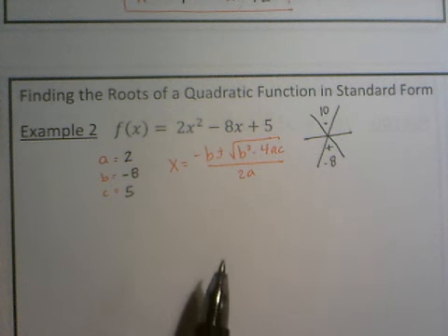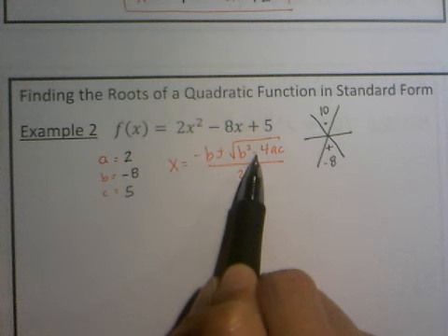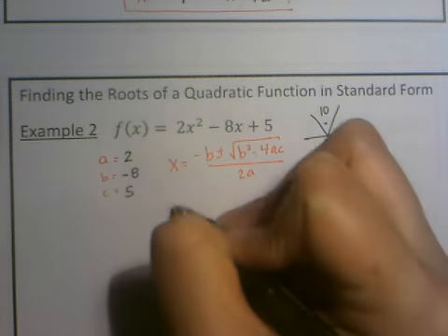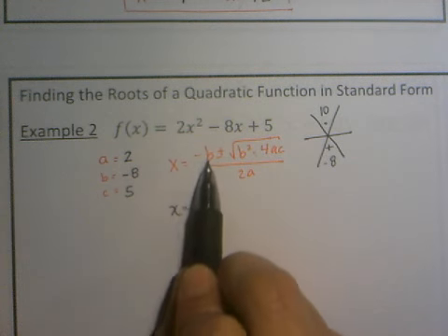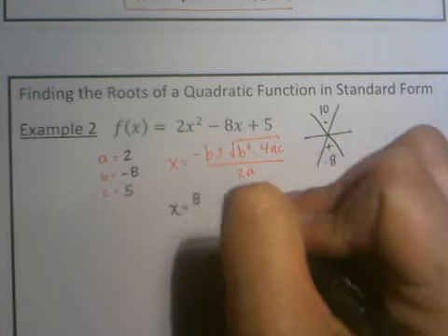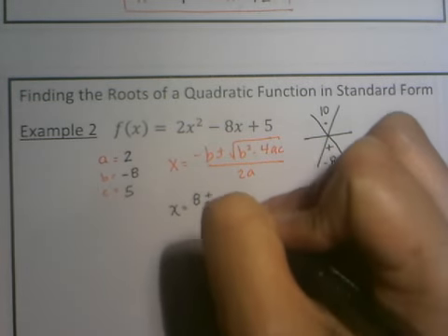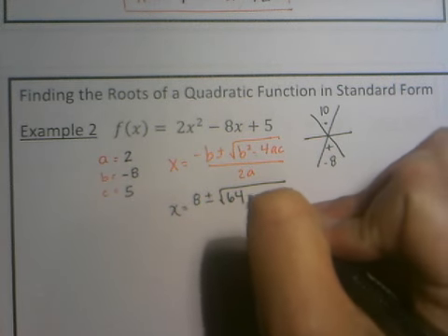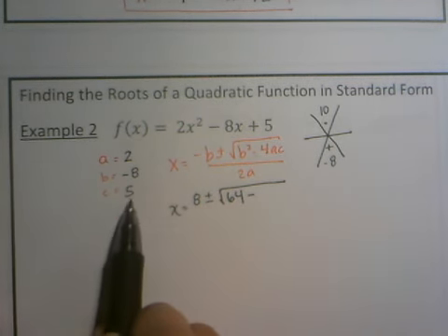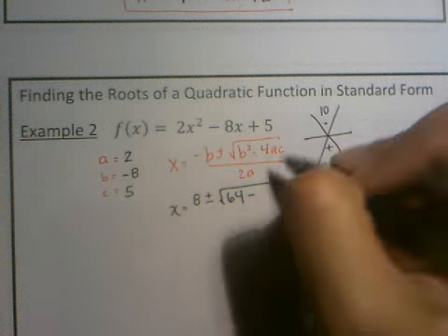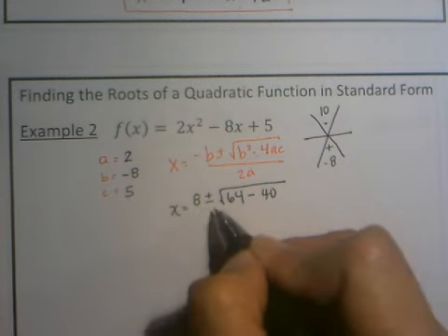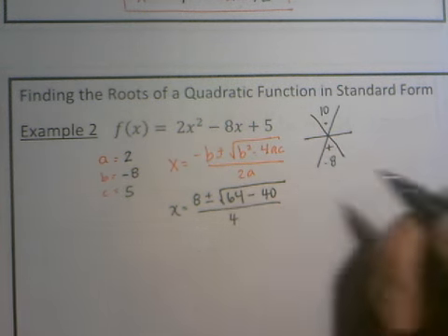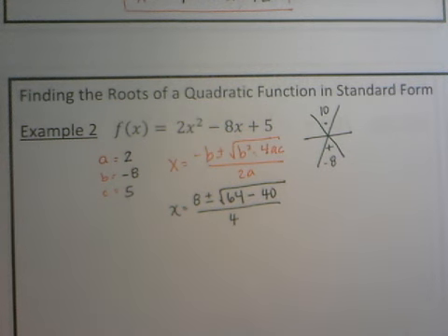The things to be careful about are this negative inside the square root and that you square the b correctly. Here's what it'll look like. Negative b flips the 8 to a positive 8, and then we get plus or minus the square root of 64 minus 4 times 2 times 5, which is 40. And then that goes all over 2 times 2, which is 4. And from here, the rest is just simplifying.